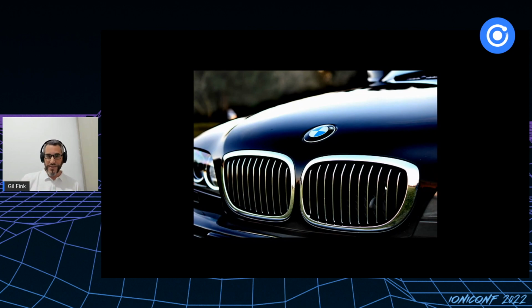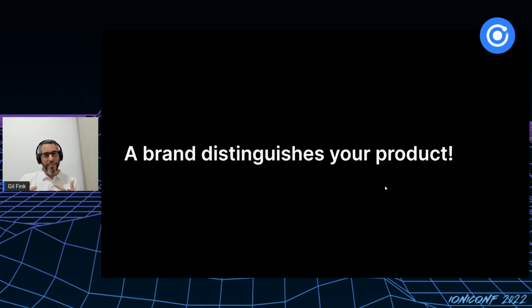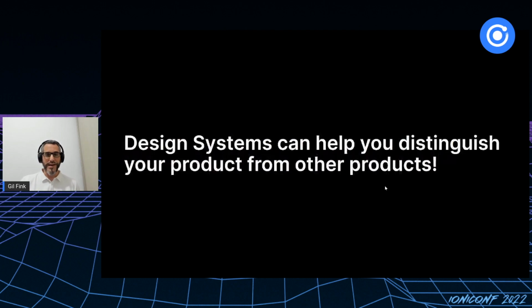And this brings me to the topic that I'm going to talk about. First of all, a brand like BMW, Chrome, Google, Apple, and things like that distinguish your product from other products. And design systems, like the design of the BMW that we saw, can help you distinguish your product from other products as well.